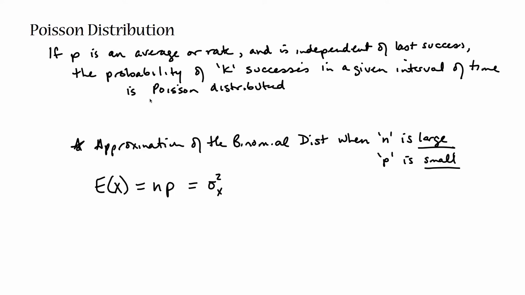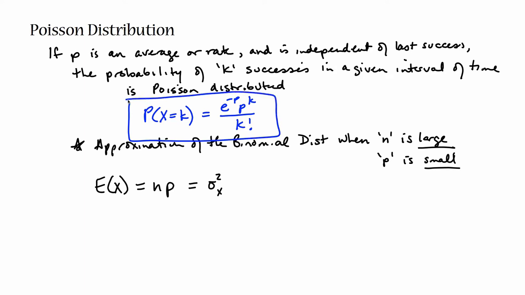So the probability mass function, the probability that x is equal to k, the probability of k successes in a given interval of time, is given by e to the negative p times p to the k divided by k factorial. I'm not going to prove it to you. I'm probably going to link out to a proof or get you to prove it in a homework assignment, but this is the probability mass function for the Poisson distribution.